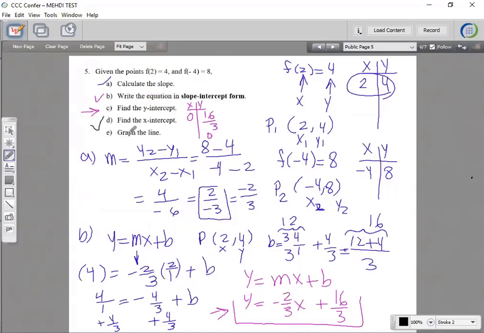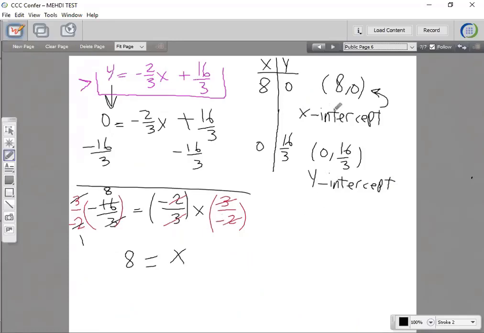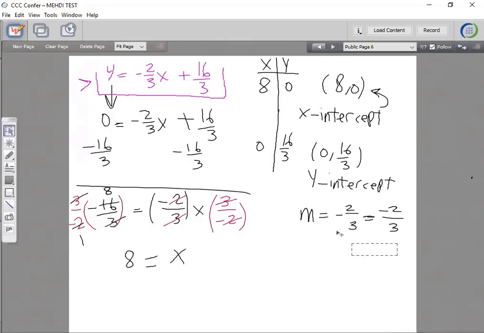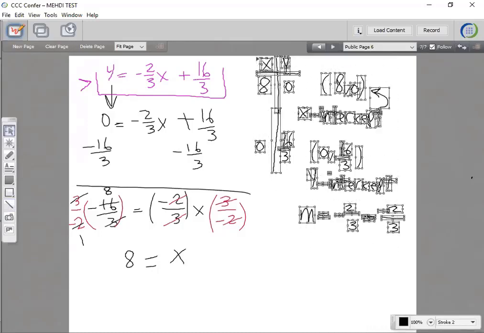Okay, so now the last one says graph the line. Okay, there's several ways we can graph this. We can locate these points, or I can actually write down my slope. The slope is minus 2 over 3. I can write as minus 2 over 3. So in order to graph this, let's take all this information here and graph the line.